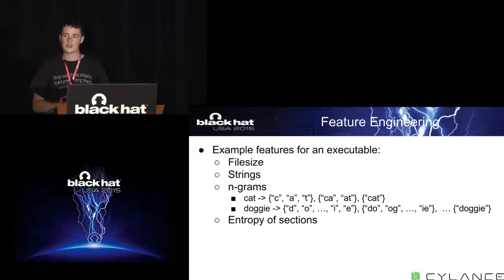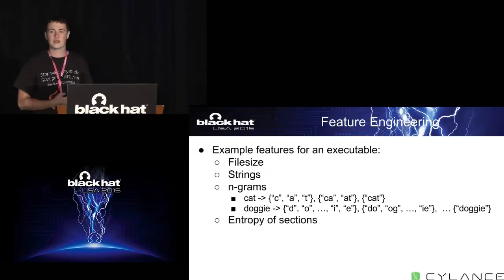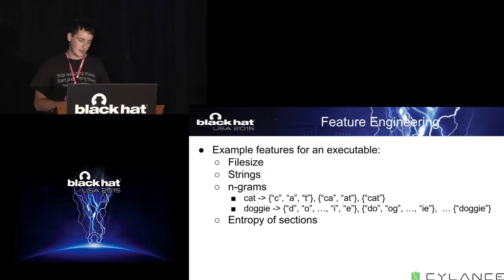You could also use strings. You could run the Unix command strings against your file, then extract out all the strings that you see. And if the file is including a bunch of base64 encoded strings, or a whole bunch of gibberish looking host names or things like that, the sample may be trying to do something nasty to you. We also have this idea called n-grams.